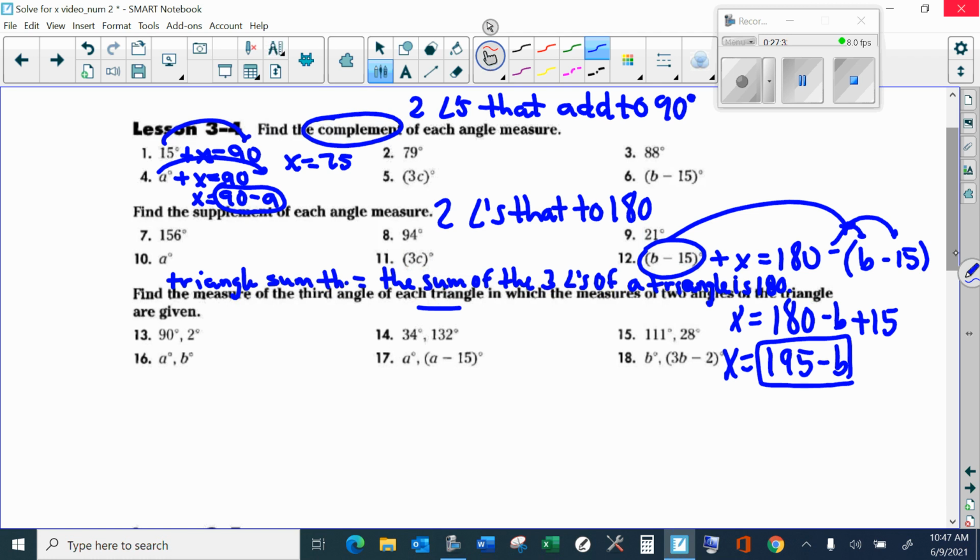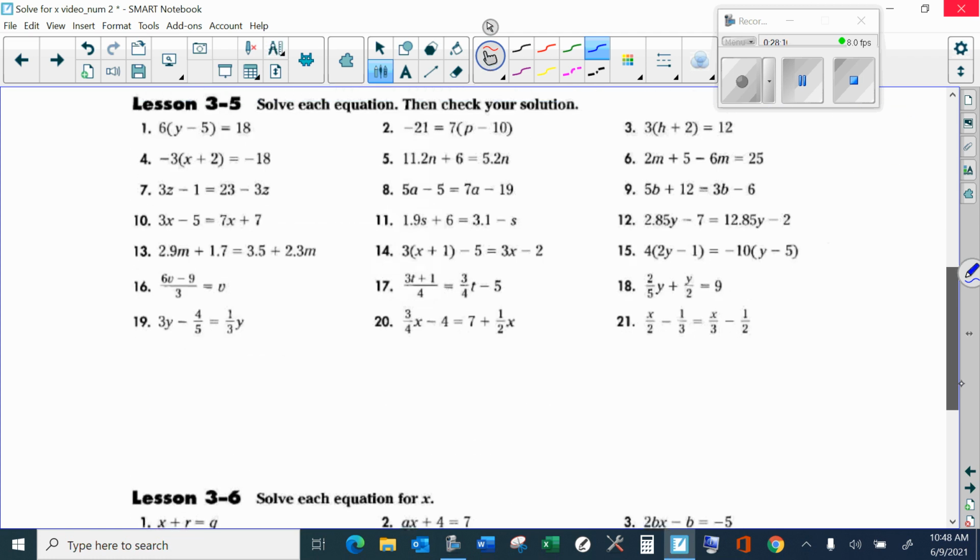Okay, and so again, if I took this, for example, a plus b plus x equals 180, I'm solving for x, the third angle. I subtract the a and the b across, minus a and minus b. So that's what it is. 180 minus a minus b would be the third angle. Okay. All right, down here, solve each equation, then check it.